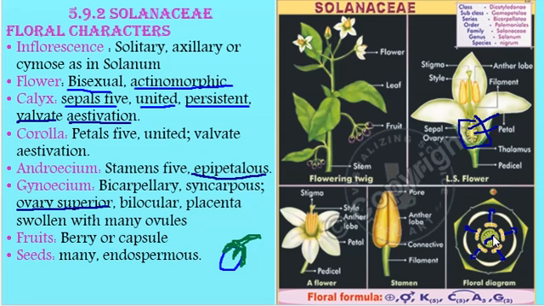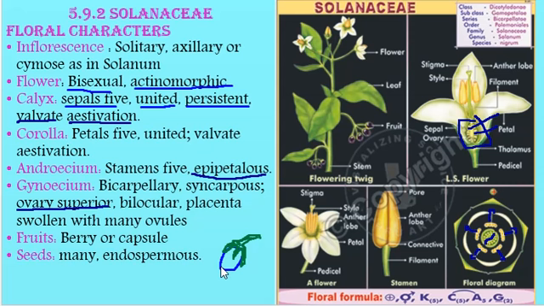Look at this, okay. This is one locule and this is another locule. And placenta is axile with many ovules. This is also an important character of the family Solanaceae. Then fruit, berry or capsule, and seeds are many, endospermous.